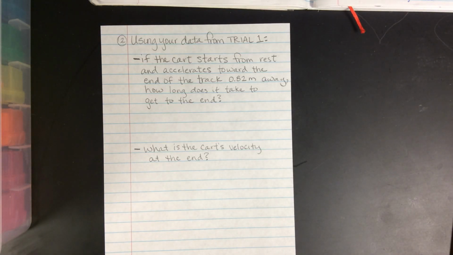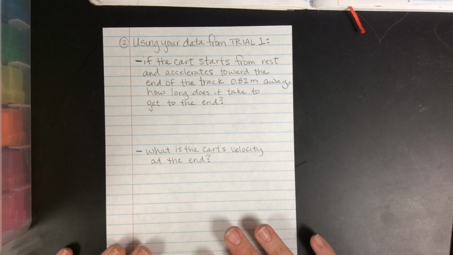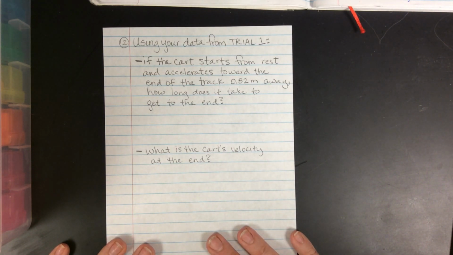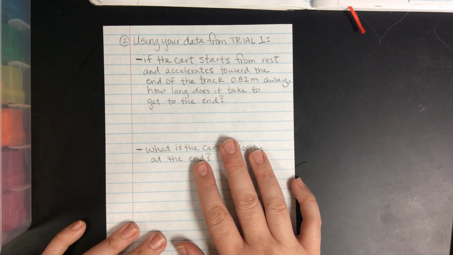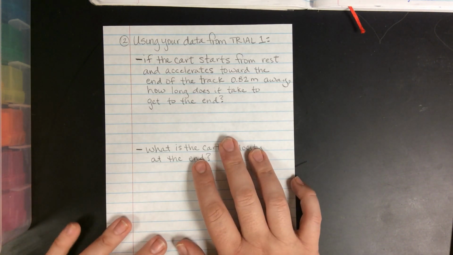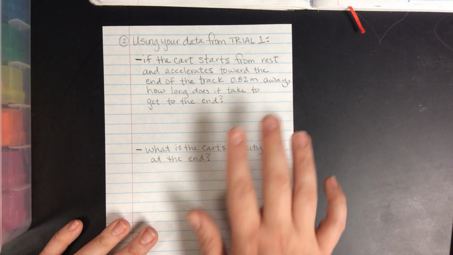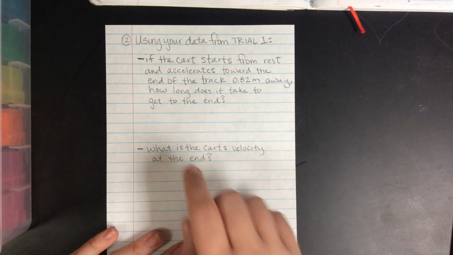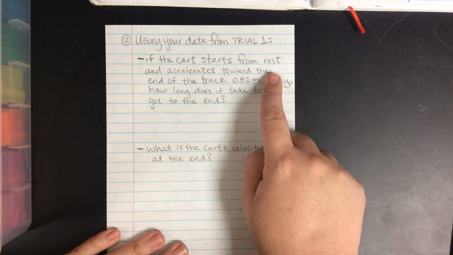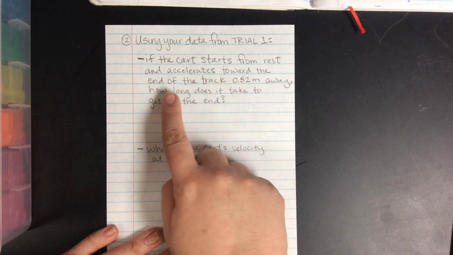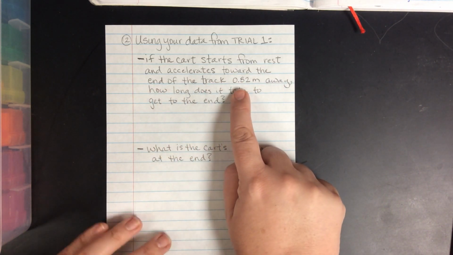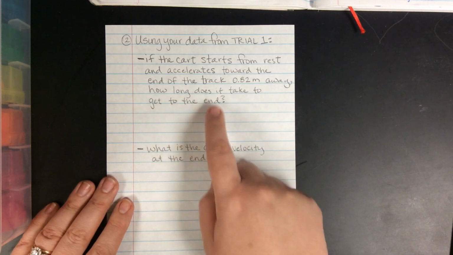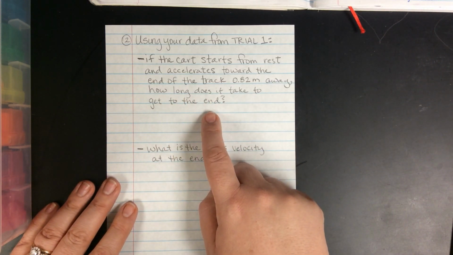In this video, I'm going to talk about analysis question number 2 from the Carts and Masses Lab Part 2. You've got two questions here that are calculations. It says using your data from trial 1, so be very specific, from trial 1. If the cart starts from rest and accelerates toward the end of the track 0.82 meters away, how long does it take to get to the end?